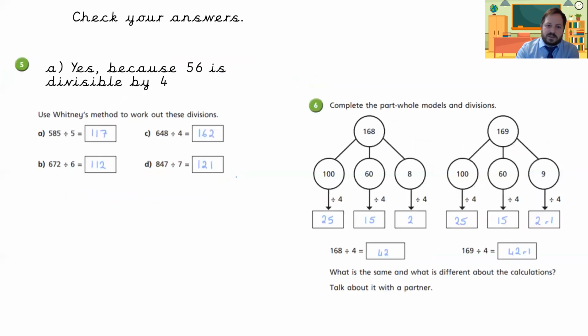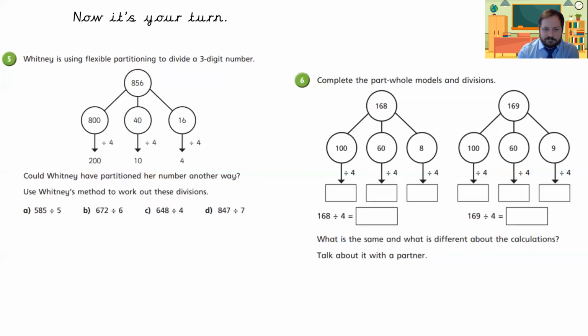And the answer is yes, she could have done. And she could have put these two sections together, which gives her 56. And 56 is divisible by 4, it's 14. So you could do it that way. And this really depends on how confident you are in knowing your times tables beyond 10 or 12. It's quicker, but this way tends to be more accurate because you don't make mistakes as easily.